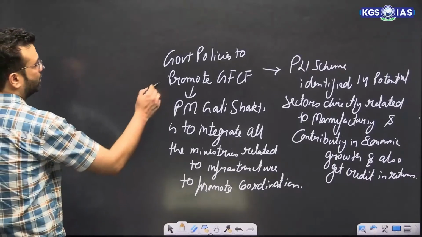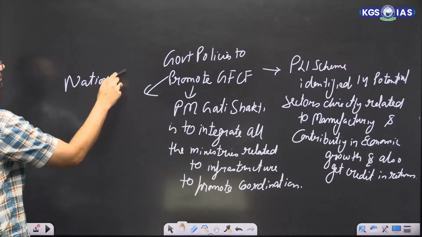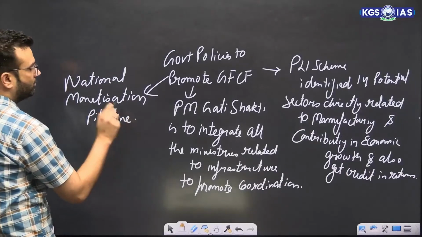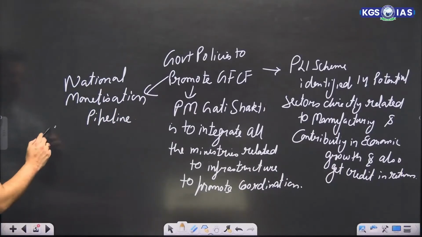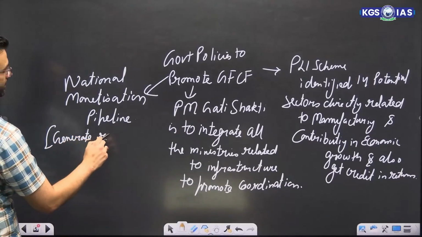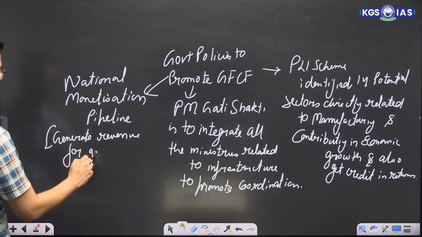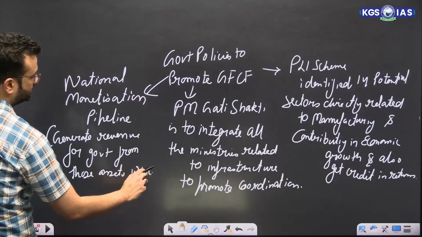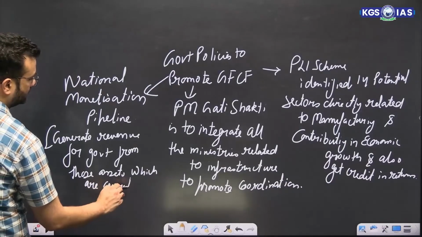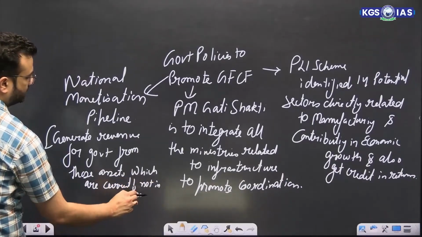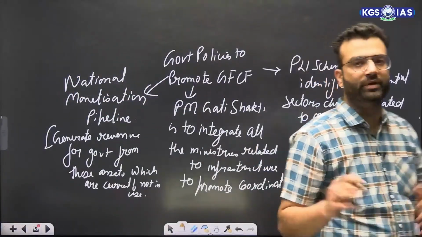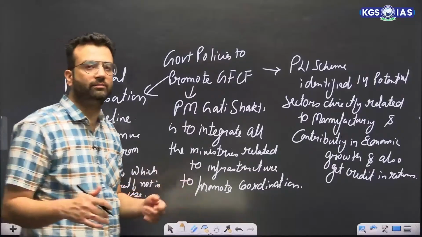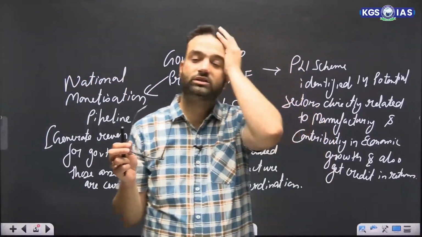Then third is national monetization pipeline. Now this national monetization pipeline also plays a very big role, because it will generate revenue for government from those assets which are currently not in use. Let's say, for example, there is a particular building of BSNL which is not being used right now by the government, and government lends that particular building of BSNL to a private company, and government is getting huge rent out of it. Now this is national monetization pipeline.